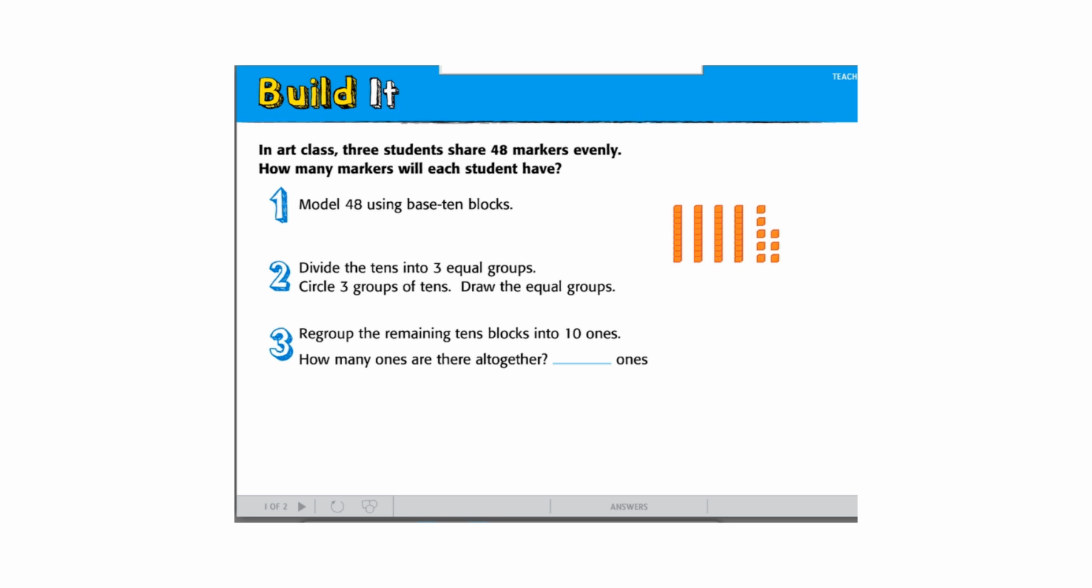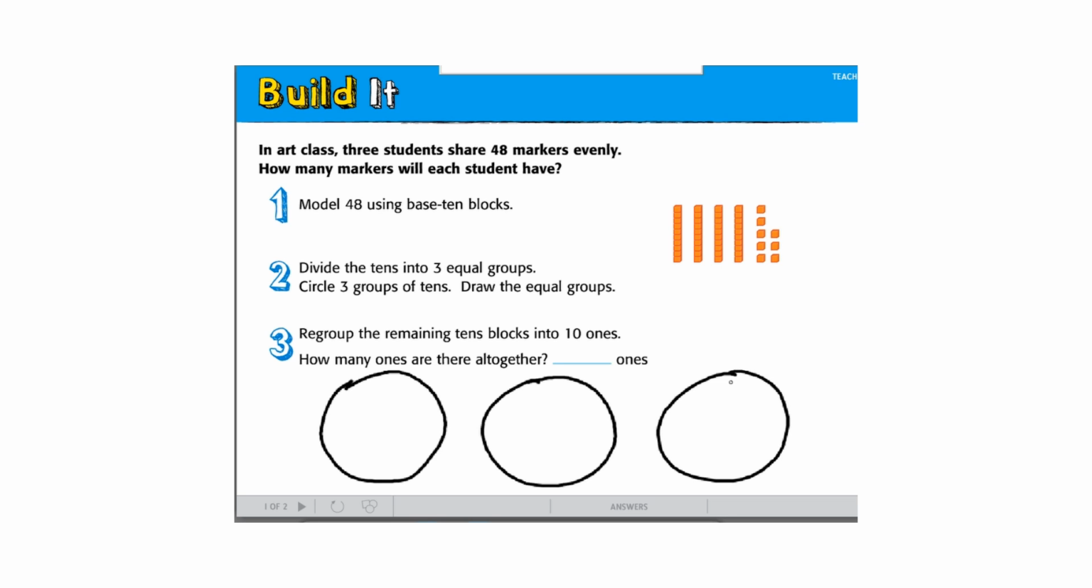So on your paper, on the side, see where it says my drawing? I want you to use that little box and we're going to draw some things. So you're going to model the 48 using the base 10 blocks. So because you have 3 students, we're going to draw 3 circles. So the 3 circles represent the 3 students who will be given the markers. Then I'm going to take these 48 base 10 blocks and I'm going to separate them into the 3 circles.